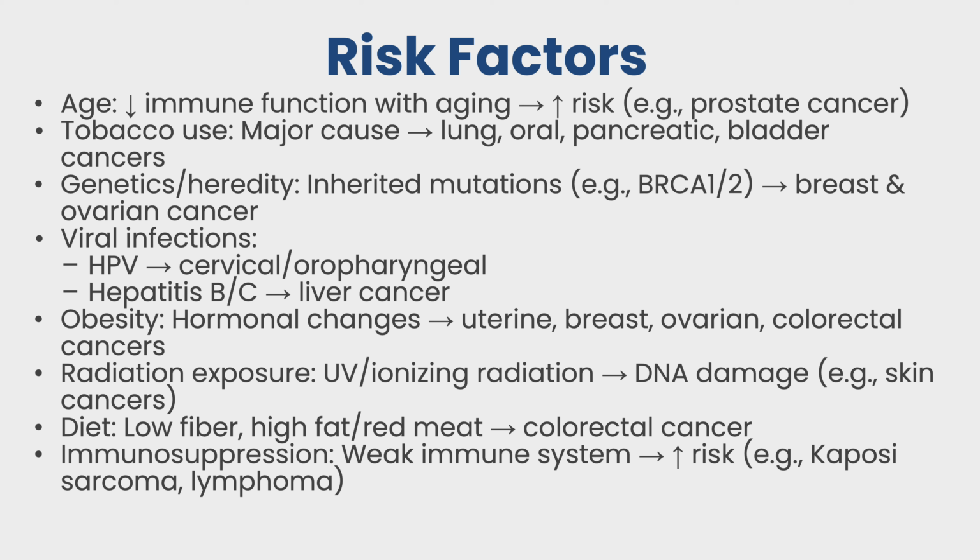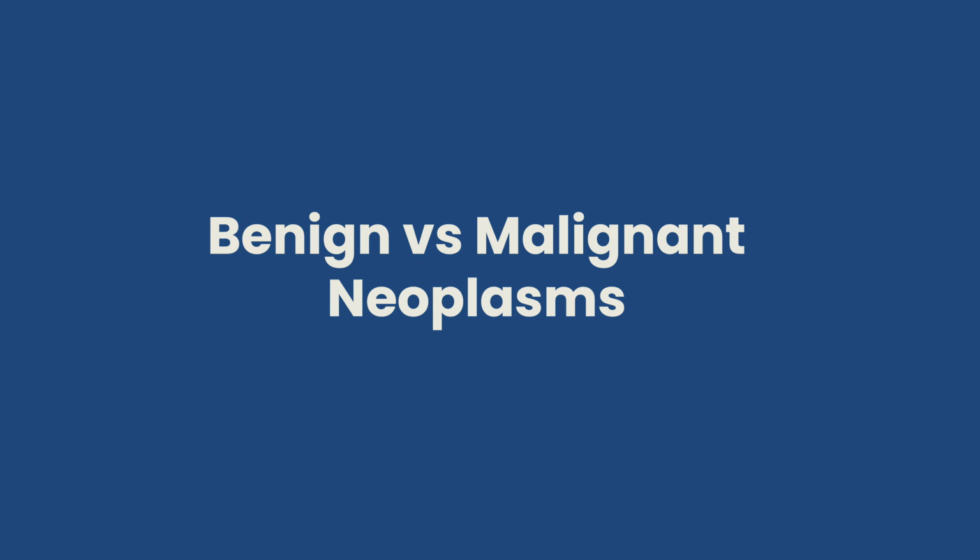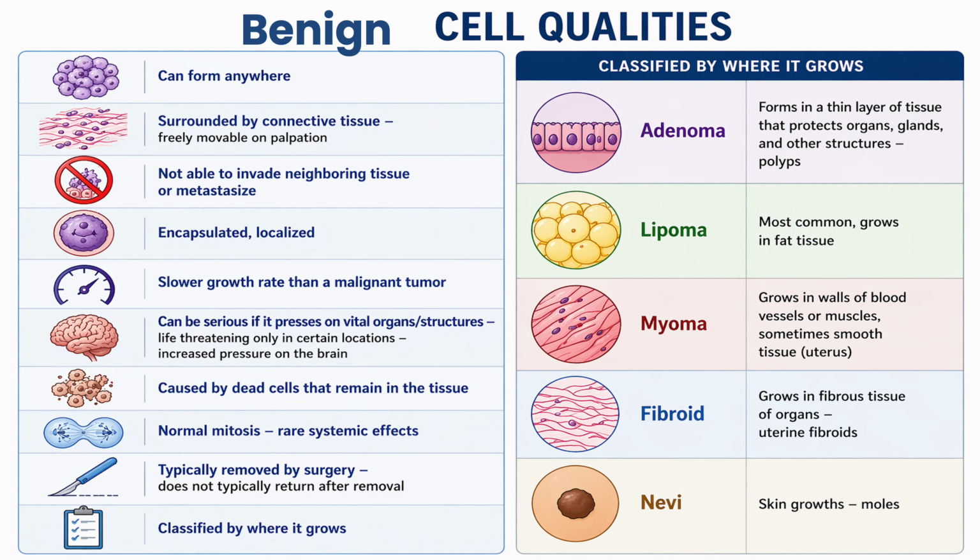These include aging, tobacco use, obesity, genetics, radiation exposure, viral infections, and immunosuppression. Tobacco remains one of the largest preventable causes of cancer. Now let's talk about the difference between benign versus malignant neoplasms.